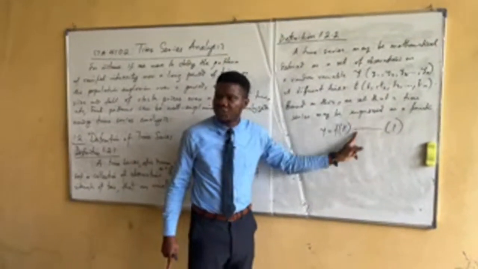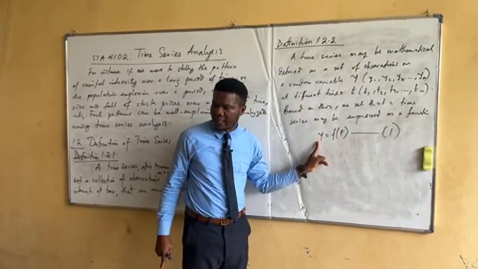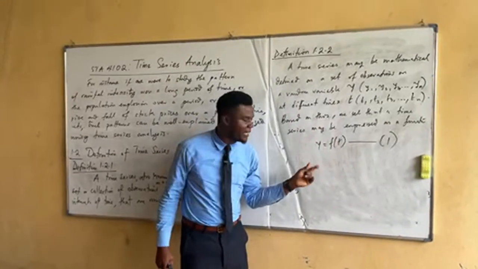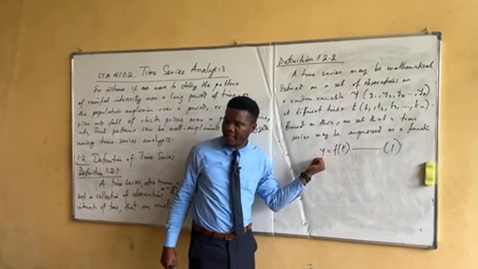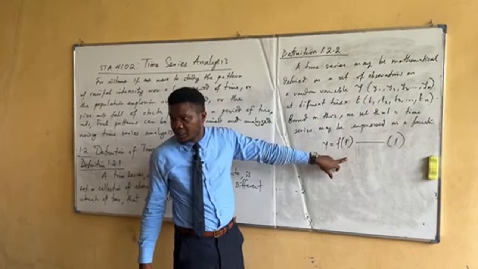So at the end of the day, mathematically, a time series is just an expression y equals f of t. It is time dependent data. So when we say it is time dependent data, these are the observations y, and they are a function of time. Is it clear?